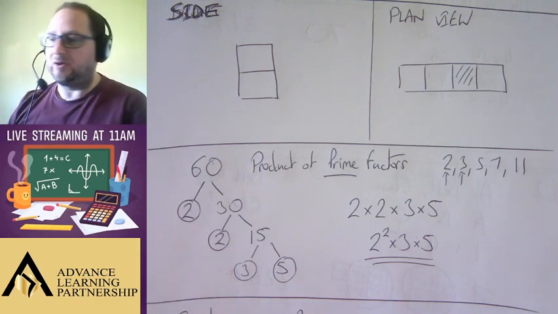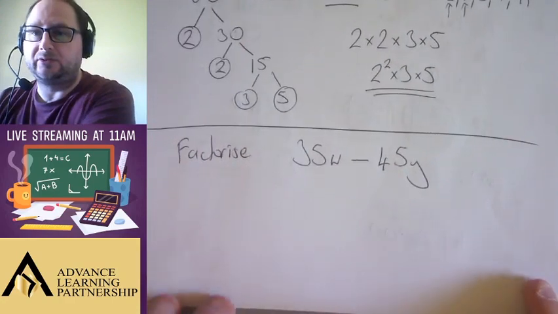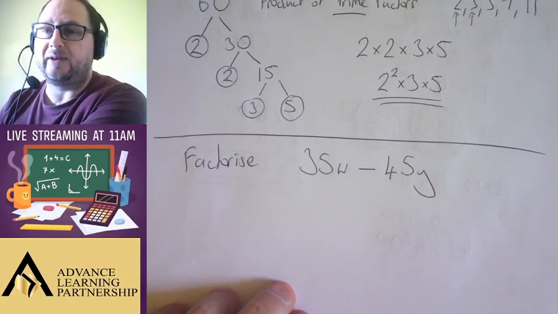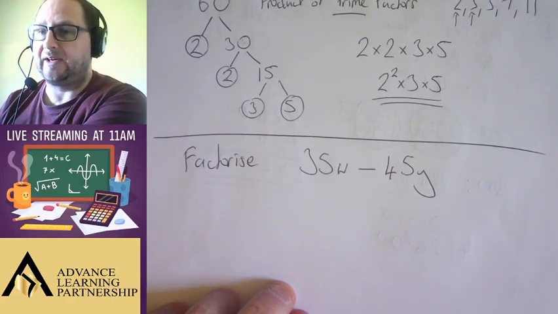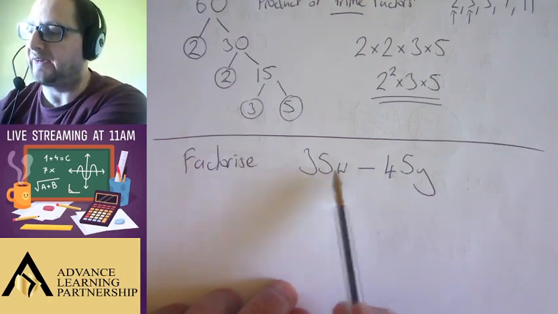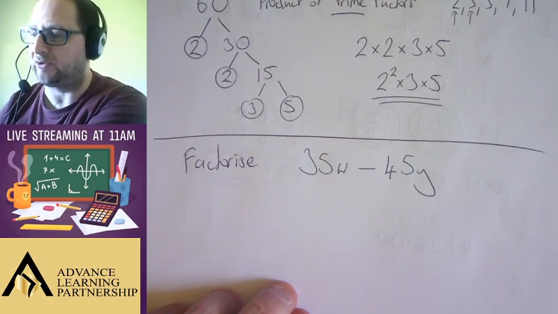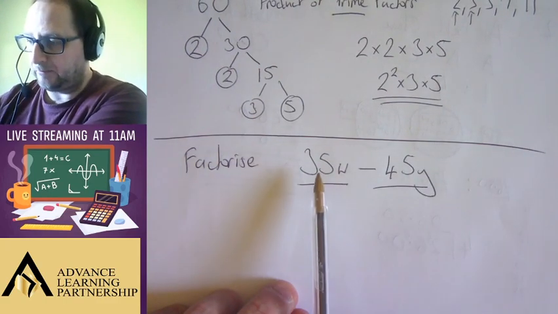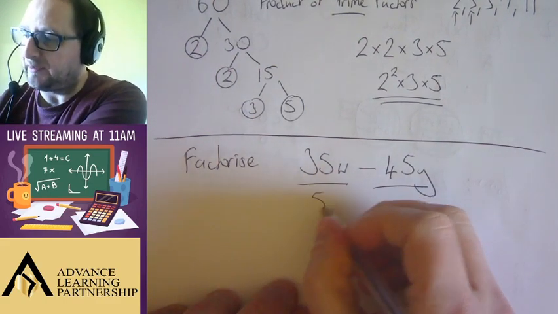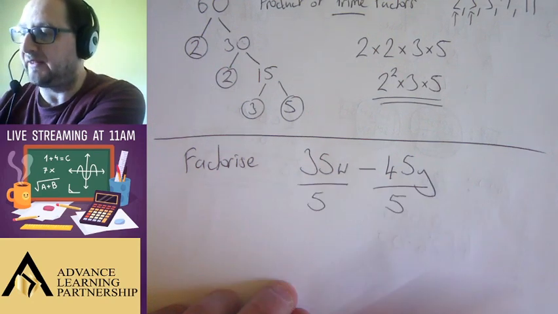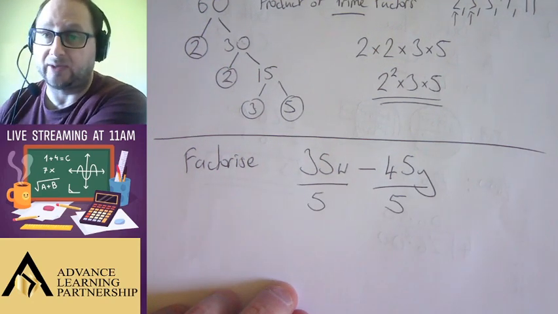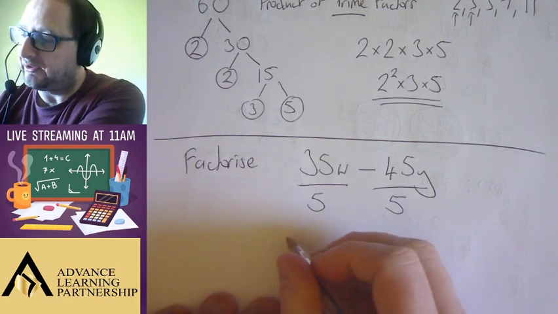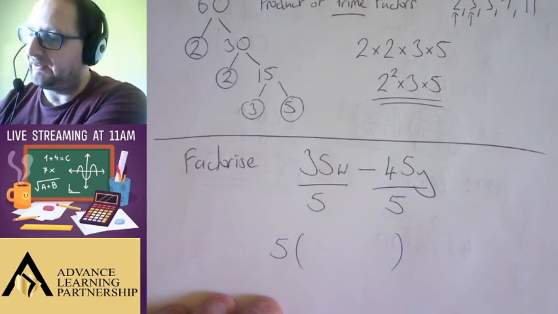Our next question on the Corbett Maths May 3rd sheet was to factorise 35w minus 45y. So we're now looking for common factors that we can factorise and divide out. So what is common here and what is common here? What can we divide out? We can see that both of these are in the 5 times table, and that happens to be the highest common factor. There's no point dividing by 1, for example. So we're going to divide 5 out and see what we're left with.